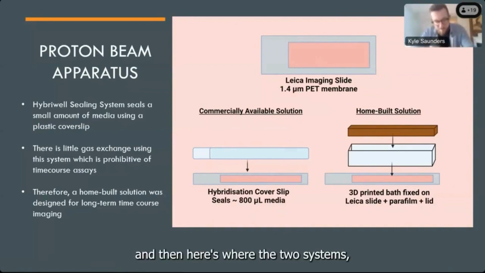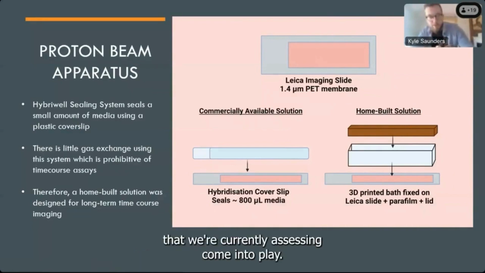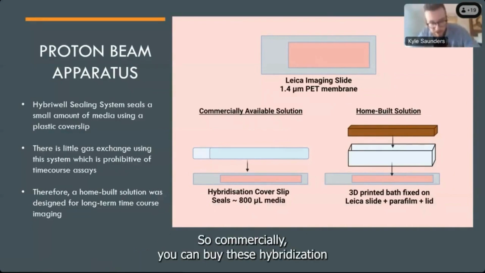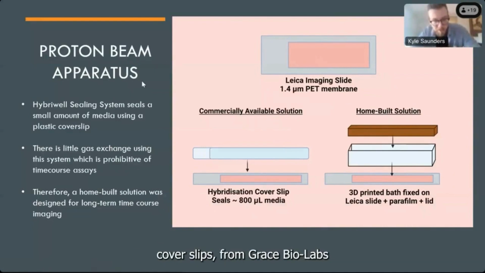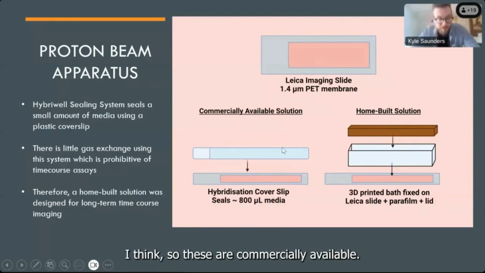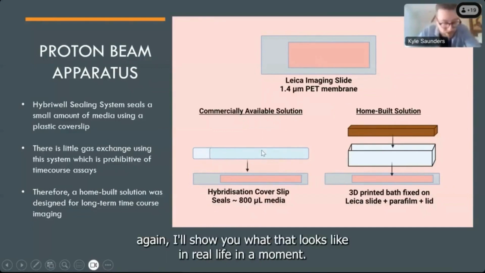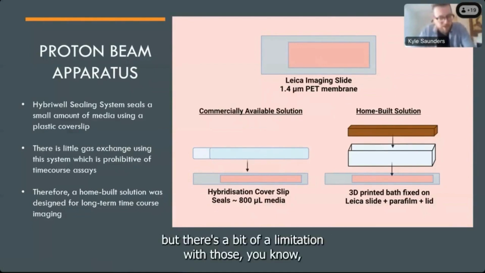And then here's where the two systems that we're currently assessing come into play. So commercially, you can buy these hybridization cover slips from Grace Biosystems, I think. Yep. So these are commercially available. They fit the Leica imaging slides quite well. They just stick on, and I'll show you what that looks like in real life in a moment. But there's a bit of a limitation with those.